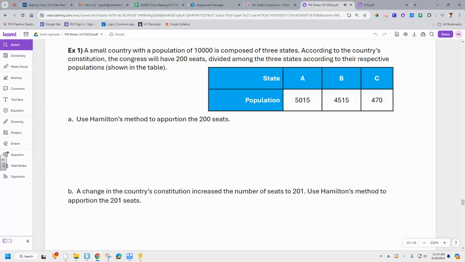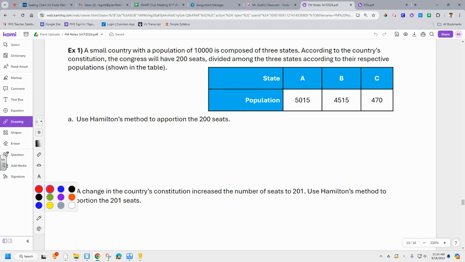Let's get to an example. Example 1, a small country with a population of 10,000 is composed of 3 states. According to the country's constitution, the Congress will have 200 seats, divided among the 3 states according to the respective populations shown in the table. Part A says use Hamilton's method to apportion the 200 seats. Hamilton's method. All right, well, first we want to find that total.